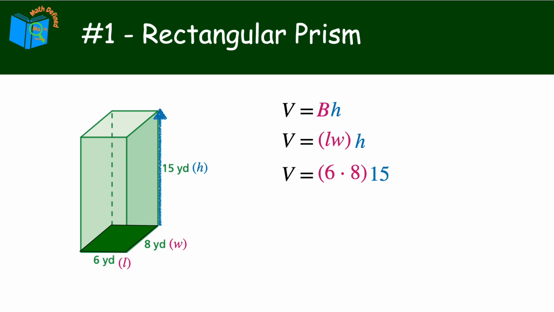Now we just multiply. 6 times 8 is 48. And 48 times 15 is 720. So the volume of this prism is 720 cubic yards. It's like saying we could fill this prism with 720 cubic yards of sand.